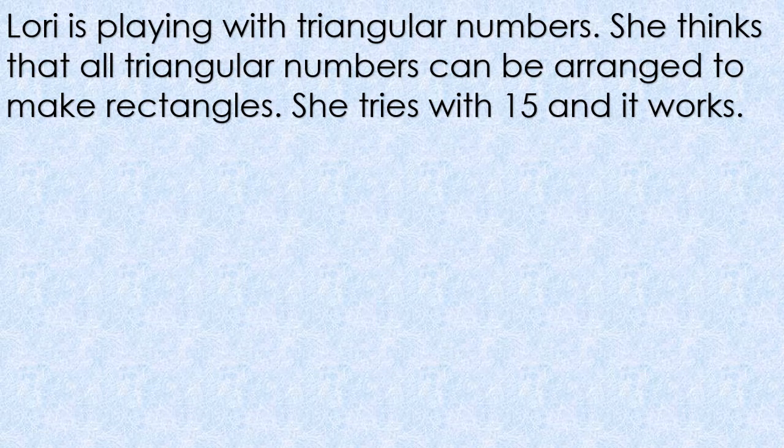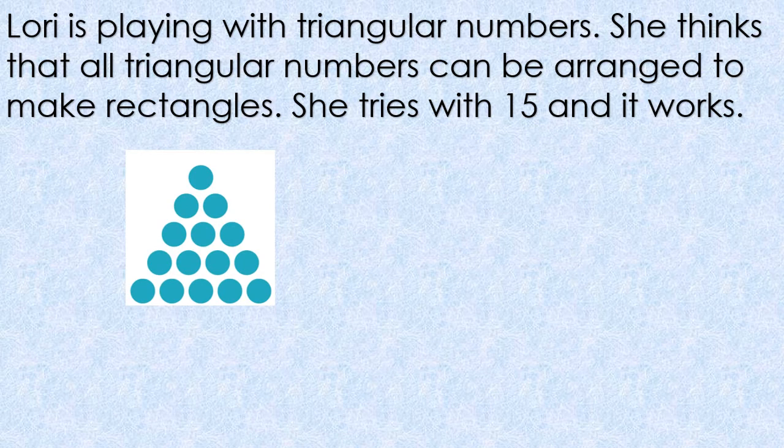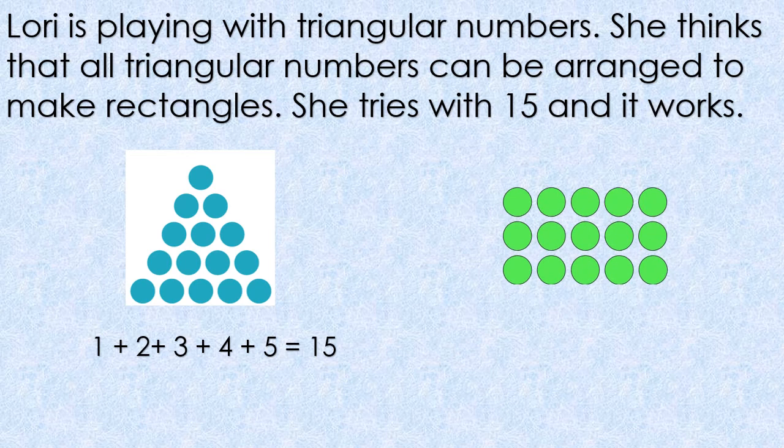Lori is playing with triangular numbers. She thinks that all triangular numbers can be arranged to make rectangles. She tries with 15 and it works. Let's look at the pattern of dots. 1 plus 2 plus 3 plus 4 plus 5 equals 15. Let's look at the pattern of dots for the rectangle. 3 times 5 equals 15.